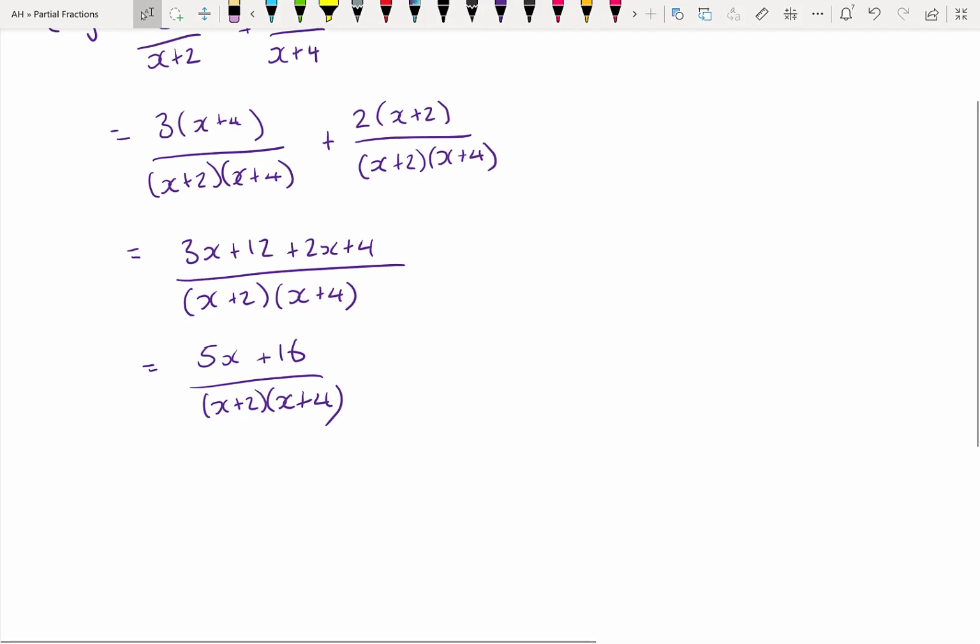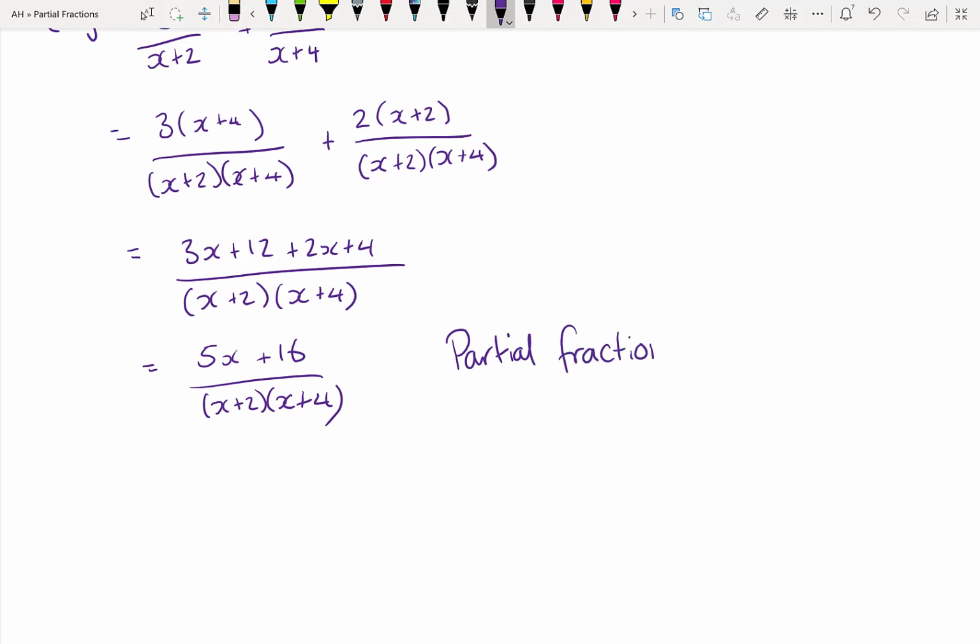But what we're going to look at in our partial fractions is we're going to go the other way. And what we want to be able to do is we want to split these back up. Okay, so our partial fractions just involve the reverse of this process.